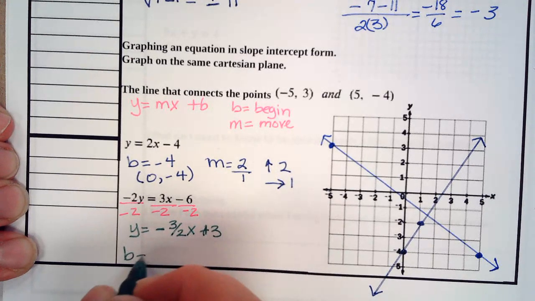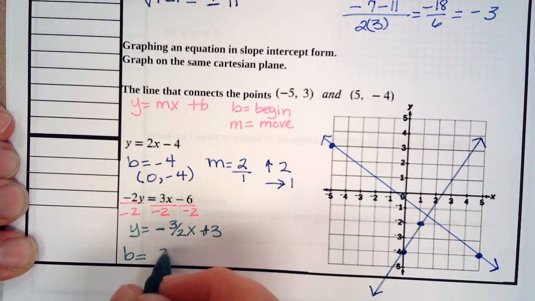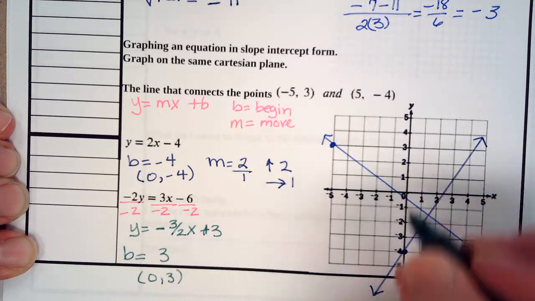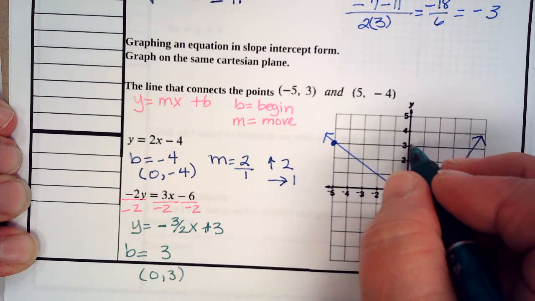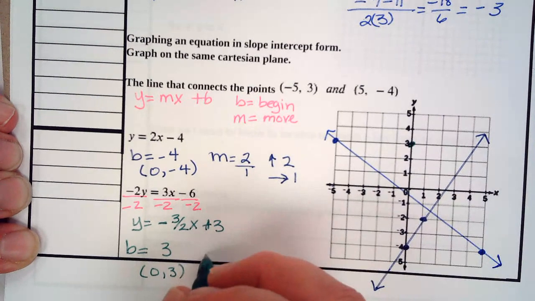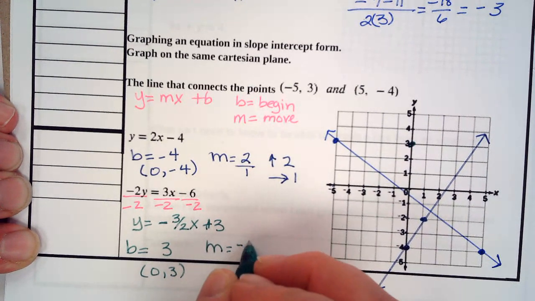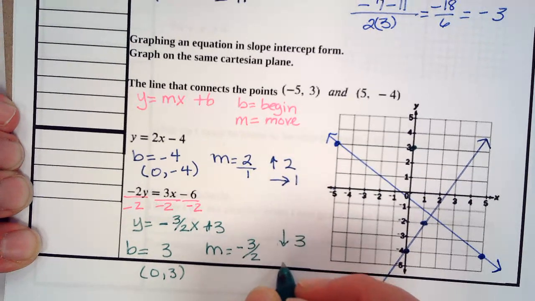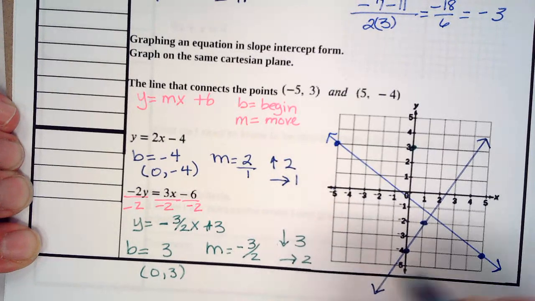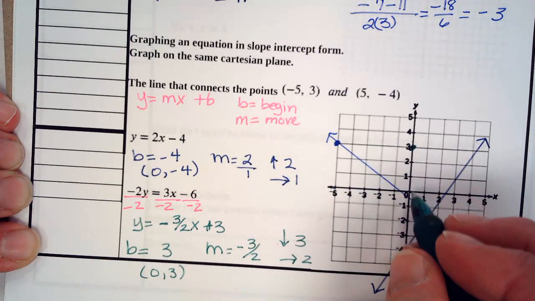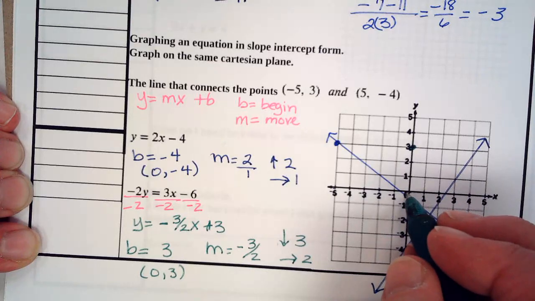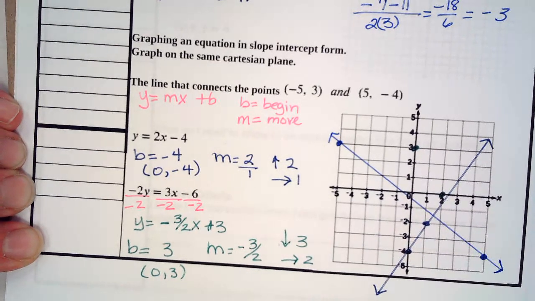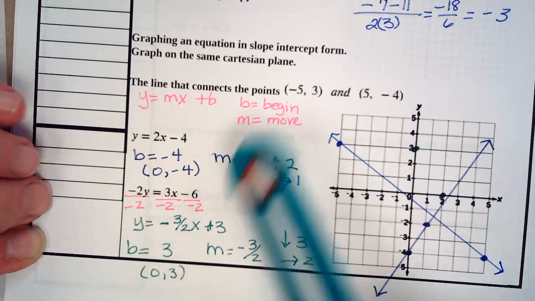Where do I begin? At 3. That point is 0, 3. 0, 1, 2, 3. How do I move? -3 over 2. That means down 3, right 2. Down 1, 2, 3, right 1, 2. There's our second point, and we are ready to draw that line.